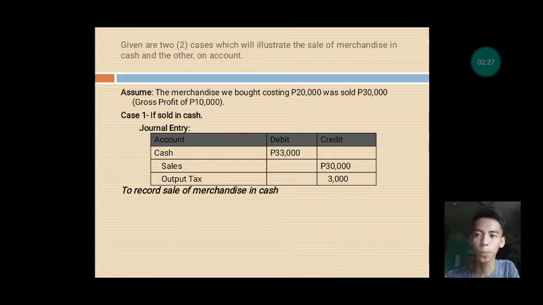First, assume the merchandise we bought costing 20,000 pesos was sold for 30,000 pesos. So our gross profit is 10,000. In case number one, if sold in cash, this is our journal entry: cash, debit 33,000, and sales, credit 30,000, and output tax, 3,000. This is the record of sales of merchandise in cash.